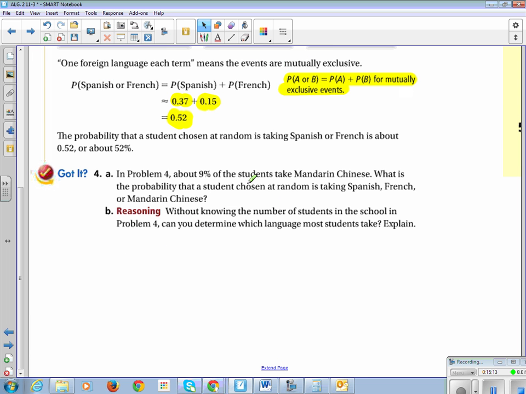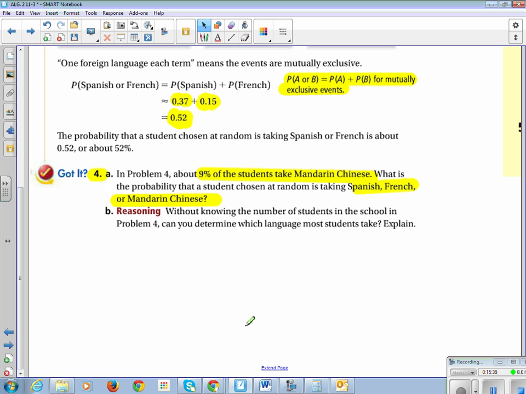All right, let's do this together. No, don't write any of that down. What we start with is, I want you to write: 9% take Mandarin Chinese. What is the probability that a student chosen at random is taking Spanish, French, or Mandarin Chinese?